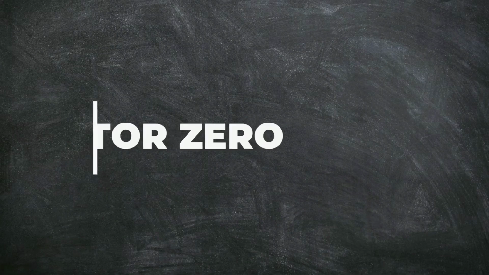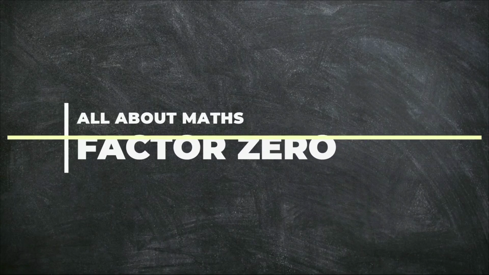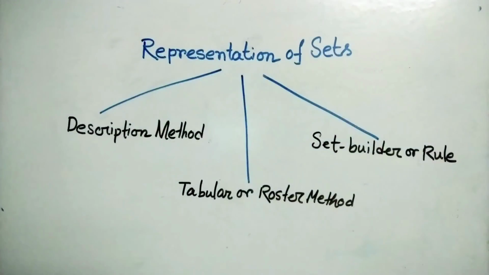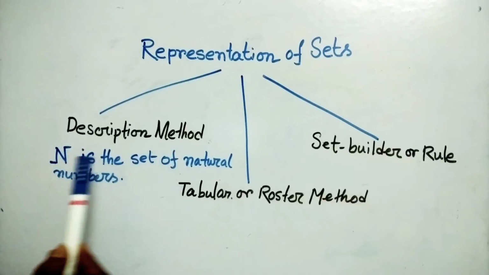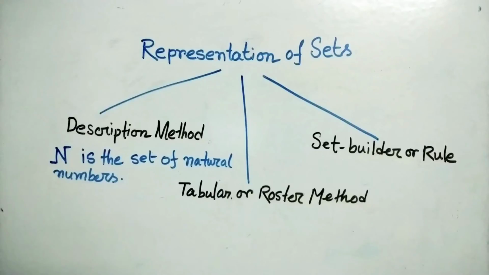Today we will discuss the topic representation of sets. A set can be expressed in three forms, that is description method, tabular or roster method, and set builder or rule method. So let us go for an example. Suppose N is the set of natural numbers. So in description method, it will be described in this way that N is the set of natural numbers.